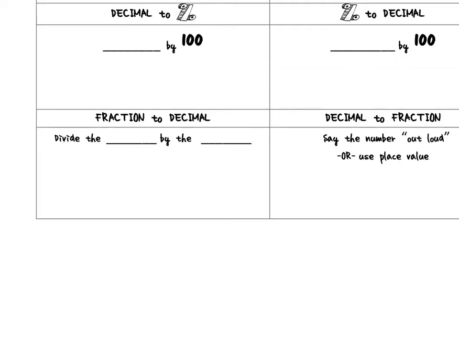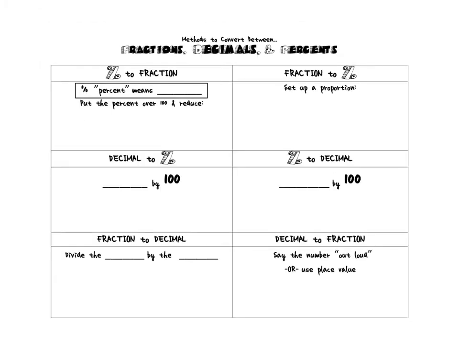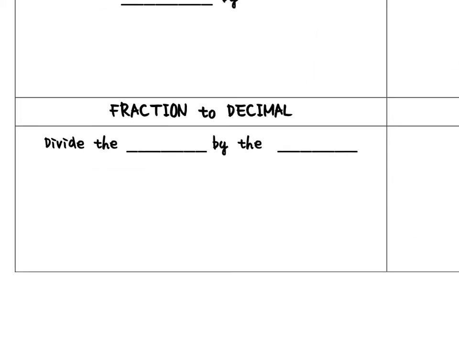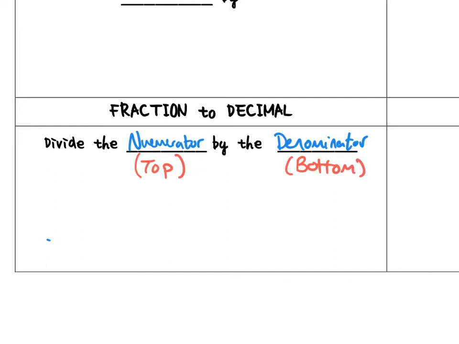You want to divide the numerator. Actually, hold on. I'm going to zoom in a little bit more so that I can write that clearly. Okay, so to do this, you want to divide the numerator by the denominator. Okay, and then I'm going to put, in other words, you want to divide the top by the bottom. Okay, you want to divide the top by the bottom.